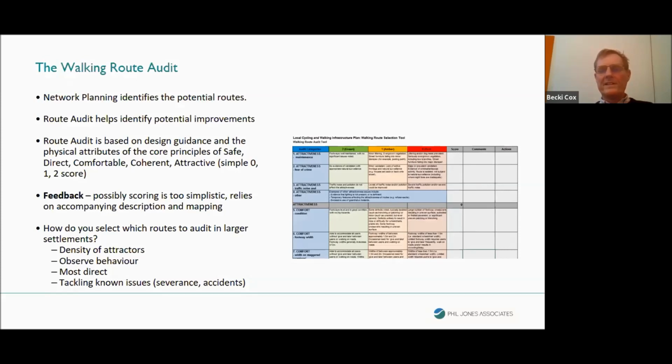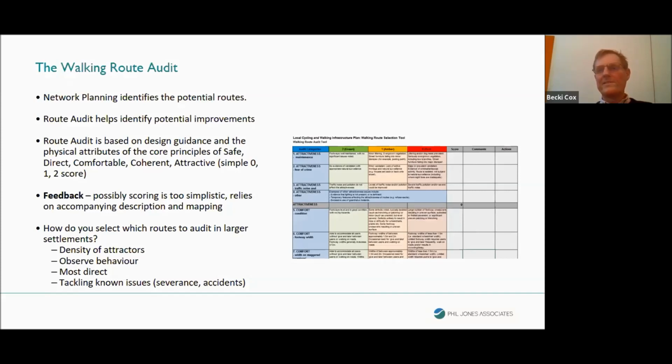We've been using this across a number of local authorities now, and it's also been running for quite a few years in Wales, and I've just been in the process of updating the Welsh guidance. There's been some feedback saying that potentially the scoring is a bit too simplistic, and that the score itself, because it's only a simple 0, 1, 2 scoring system, doesn't really allow for much differentiation between routes. And so you're relying very heavily on the comments and observations that you make alongside that simple scoring system.